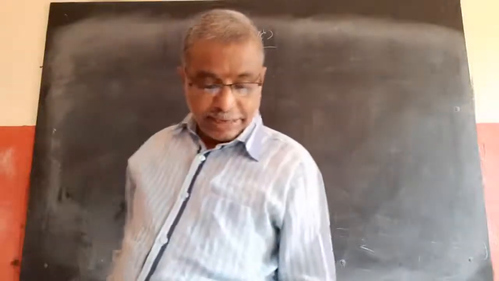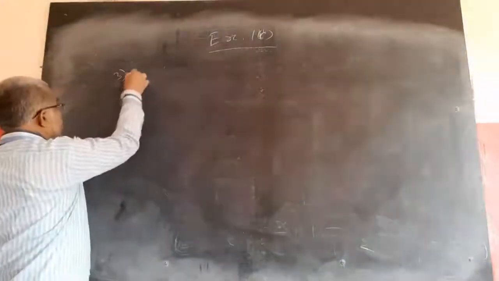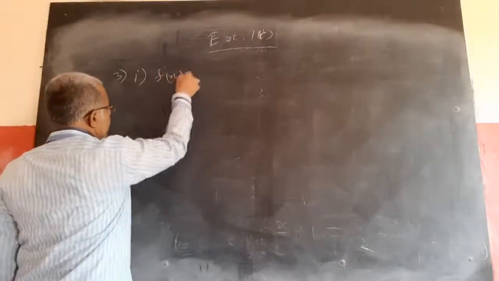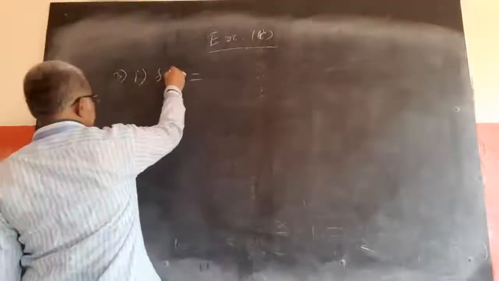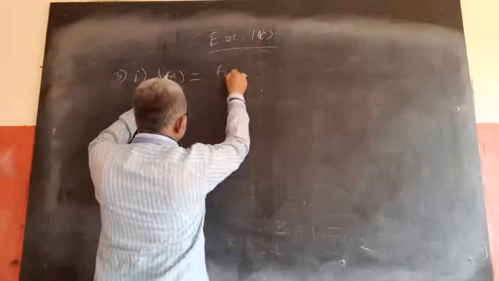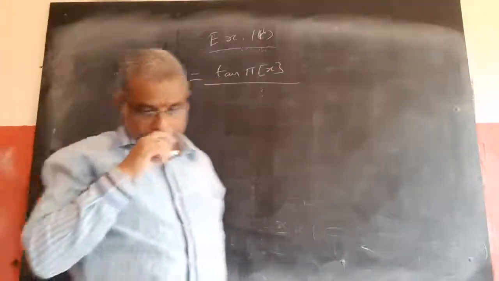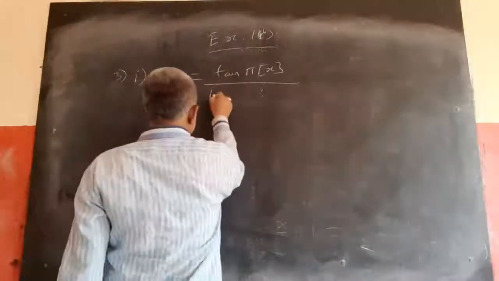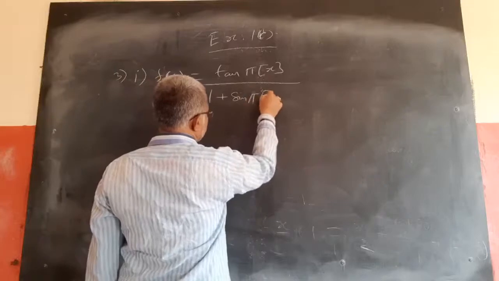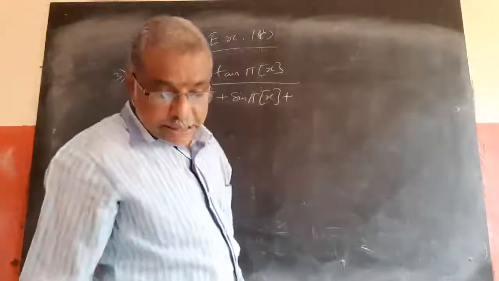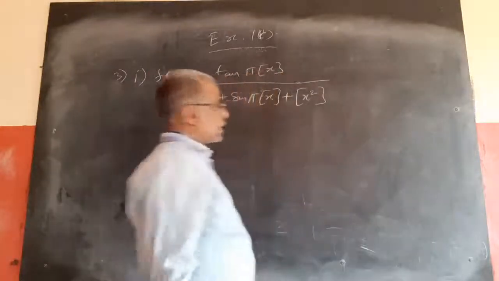Third sum. Again, find the domain and range of the following functions. First bit, f of x equal to tan of pi into step x by 1 plus sin of pi into step x, plus step of x square.